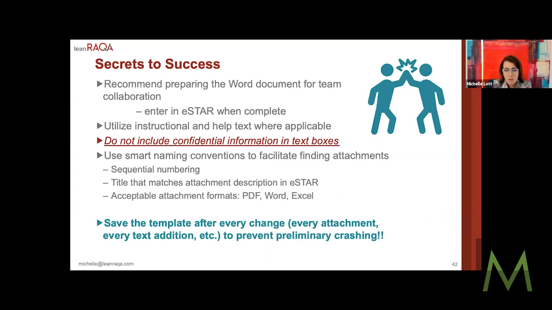The secrets to being successful with those steps: we recommend preparing the Word document for your team collaboration. Then once you get the finalization, copy and paste it into the eSTAR, or upload it as an attachment. Utilize the instructional and help text where applicable. Do not include confidential information in the text boxes with the yellow banners at the top. Use smart naming conventions to facilitate finding attachments. And save the template after every change or every attachment that you upload, to prevent loss of data if it crashes.